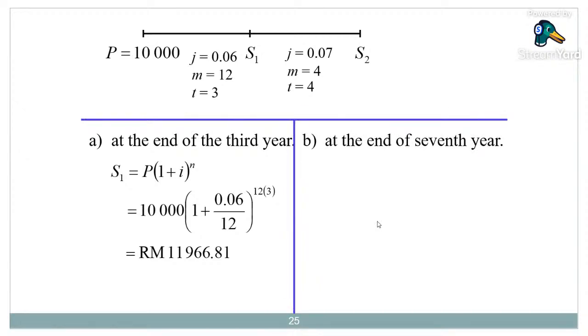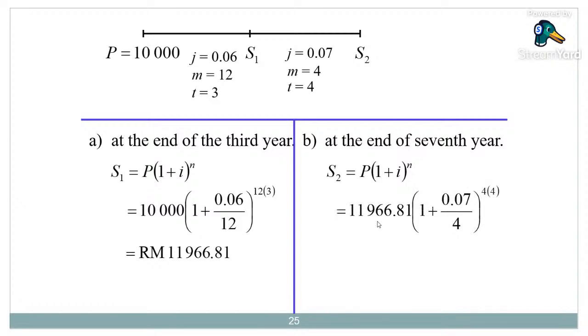Okay, lepas tu dia kata at the end of the 7 year, kita kena cari lagi another additional 4 years lah. So, RM11,966.81 ni akan jadi principal untuk investment yang kedua. Kita gunakan nilai tu. Kat sini kalau soalan A salah, soalan B pun akan salah lah. Sebab kita kena guna nilai yang kita dapat. And then multiply by 1 plus, sekarang dia punya compounded, dia kata 3 months once. Betul tak? Soalan dia kata quarterly.